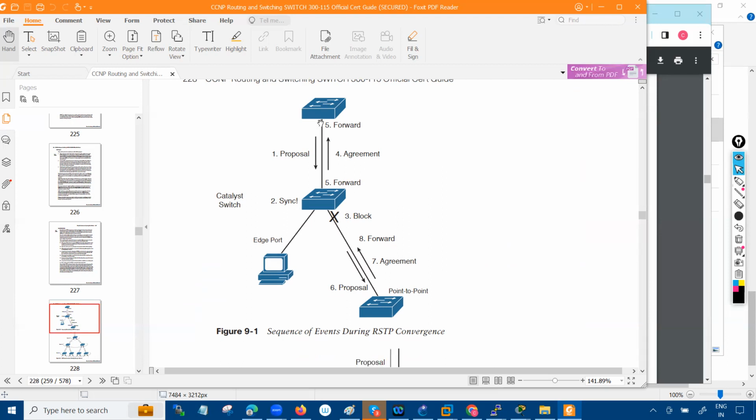If you see that they send the proposal, they send the agreement, right? So the remaining point-to-point link will go into blocking. But this is the edge port. An edge port will never go into blocking, because we are not going to do RSTP over there. We are going to do RSTP on this particular port, because the election is going to happen on this port, not this port. So this port will stay on, and this port will go into blocking.